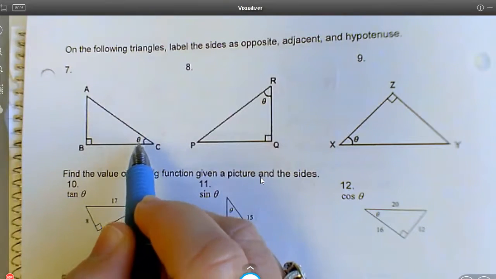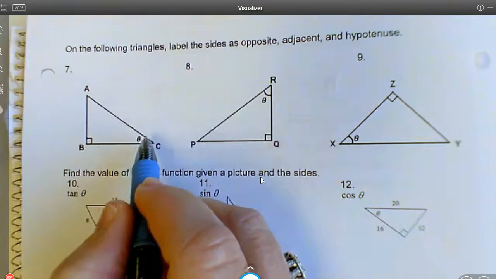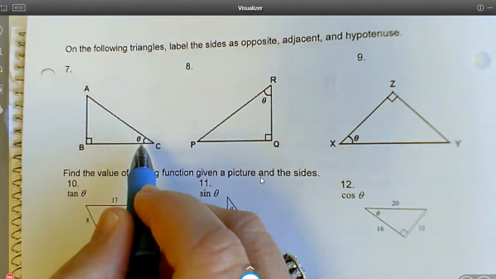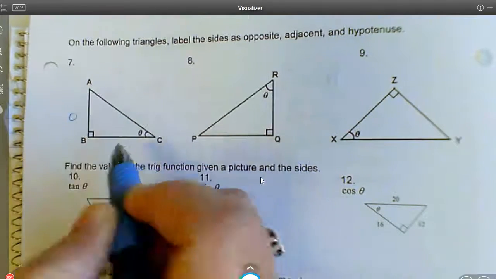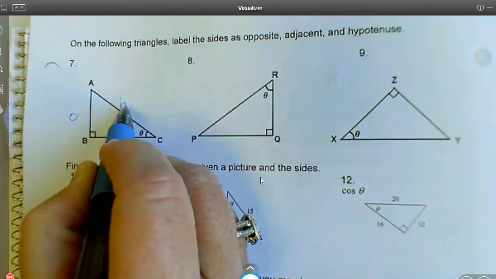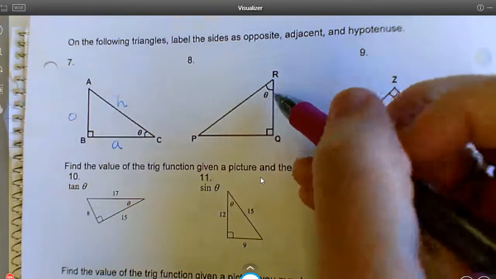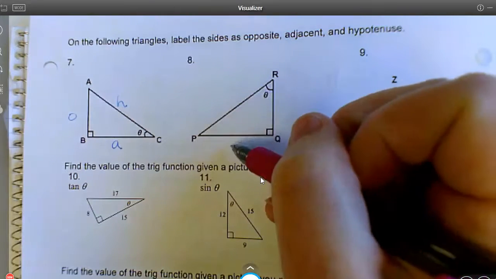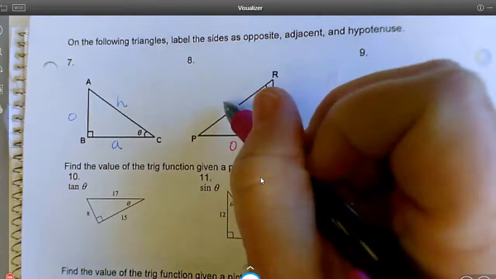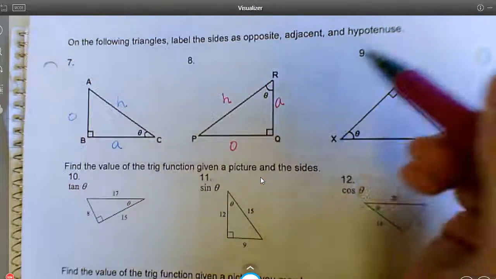And you always start with either the angle that it says in the problem, or if there's an angle listed, like the theta, that's where you start. So if I start with this angle, this is opposite. Across from the 90 is the hypotenuse, and the other side is the adjacent. So on the next one, that means I'm going to start up here. Opposite is across from it. Across from the 90 is the hypotenuse, and then the other side is the adjacent.